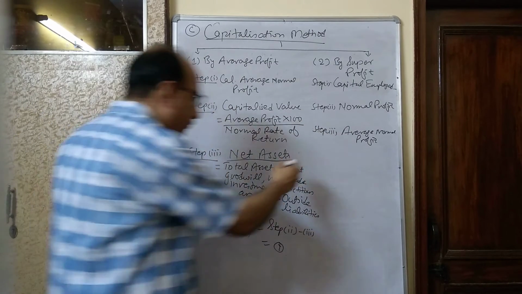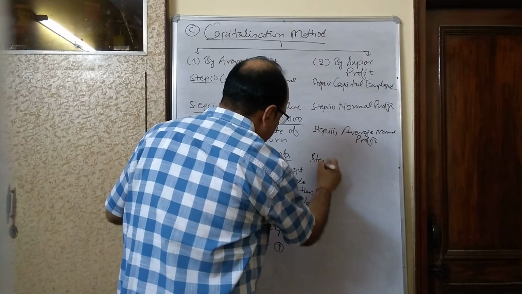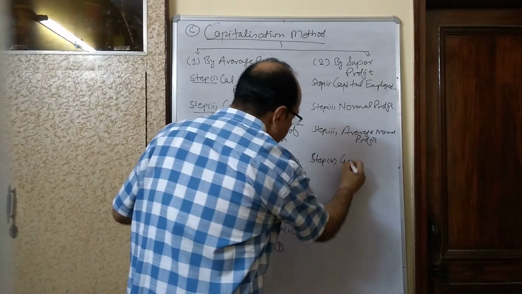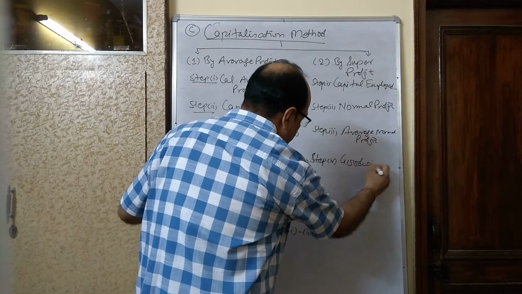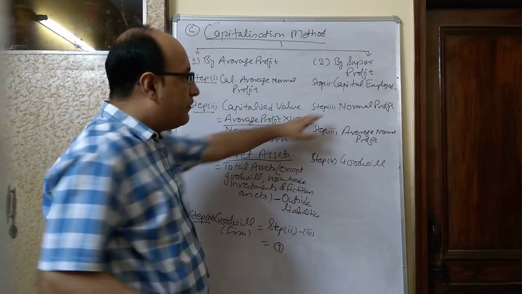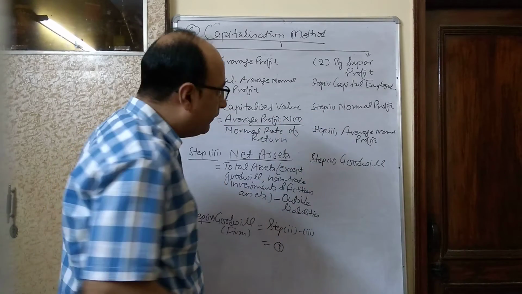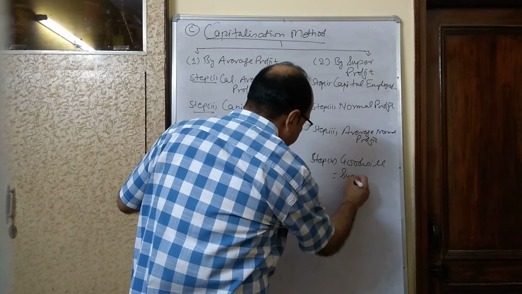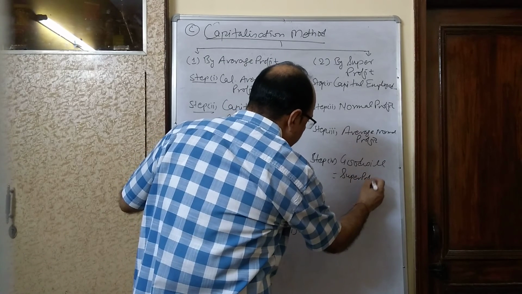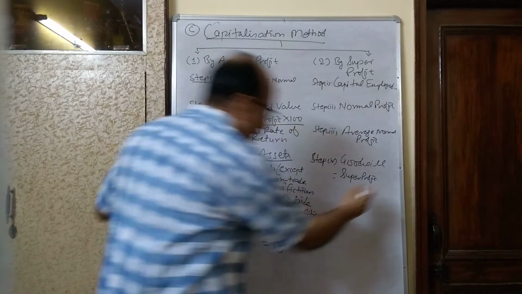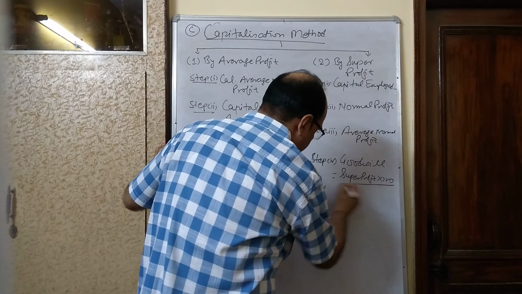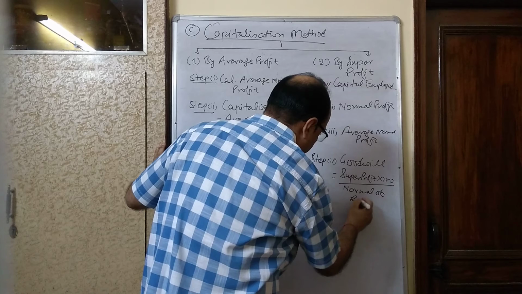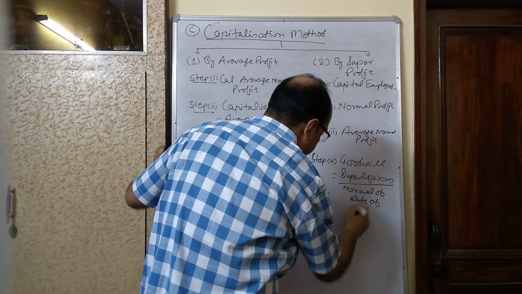And then what happens? Step 4, we have to calculate the goodwill. How to calculate the firm's goodwill? Which is the difference between the two, right? Average profit minus normal profit will become the super profit. What we had calculated in the last method, super profit into 100 upon normal rate of return.